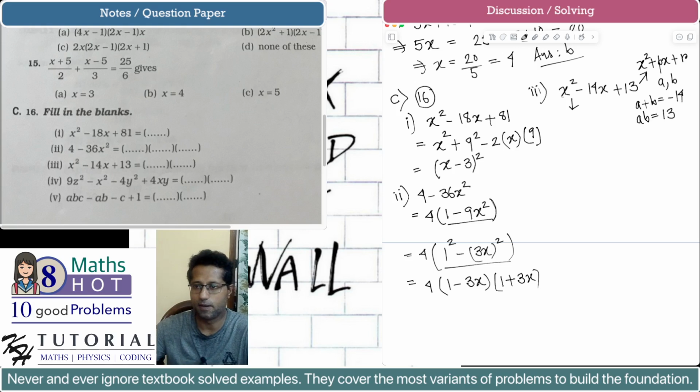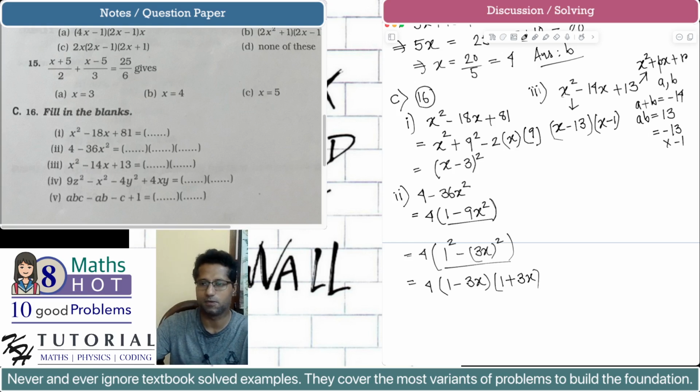Of course, we can, because 13 can be considered as minus 13 multiplied by minus 1. So, minus 13 and minus 1 can be considered as a and b, as their sum is minus 14 and the product is 13. So, clearly now we can directly say that the factorized form will be x minus 13 multiplied by x minus 1. We can directly say that the factorized form will be x plus a into x plus b, because it is of the form x square plus px plus r, that is the coefficient of x square is 1.